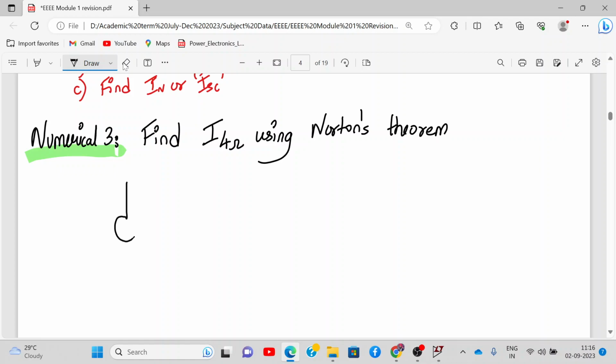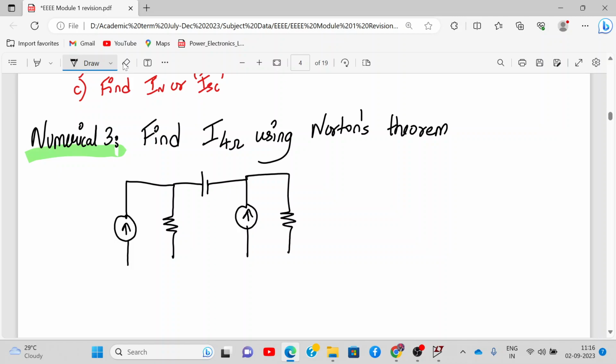So here is my circuit. This is 2 ohm. This is 5 ampere, 2 ampere, 4 ohm, 2 ohm, and this is 6 volt. All right, please write it along with me. Find the current flowing through the 4 ohm resistance. So 4 ohm is my RL, and these are my points A and B across RL.